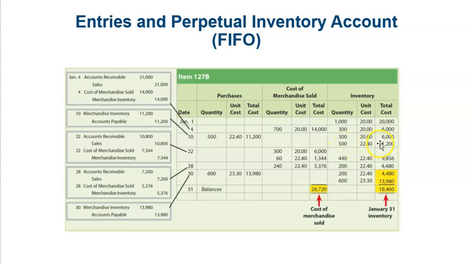Now we add our new level of inventory. We bought 500 more at $22.40 for this. We have to keep them separate because they cost different amounts. All right, let's go to the next line.